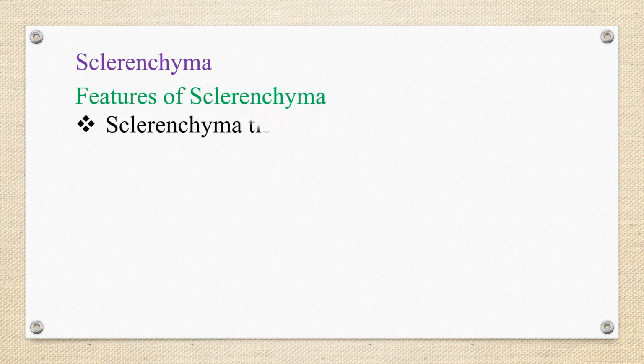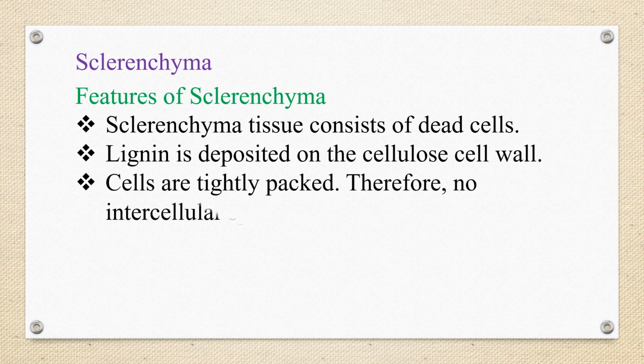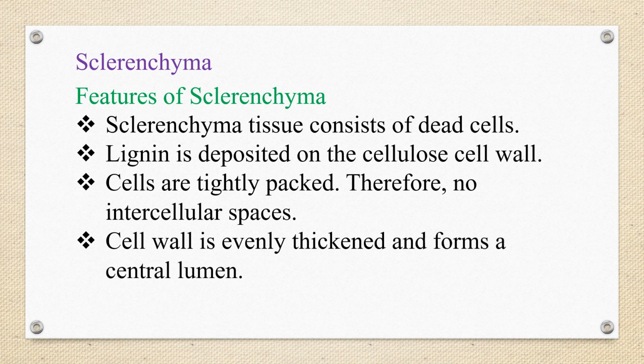Now we are going to discuss about the third type of simple permanent tissue, sclerenchyma. Sclerenchyma tissue consists of dead cells. Lignin is deposited on the cellular cell wall. Cells are tightly packed, therefore no intercellular spaces. Cell wall is evenly thickened and form a central lumen.